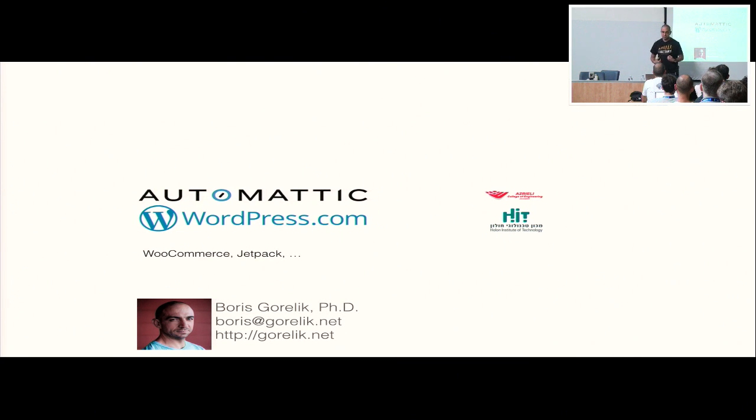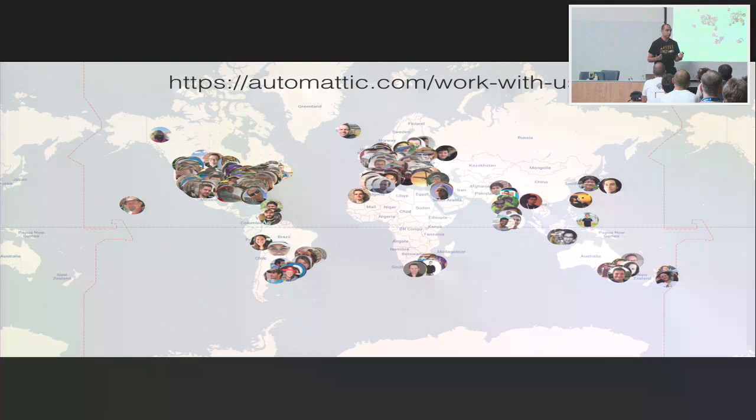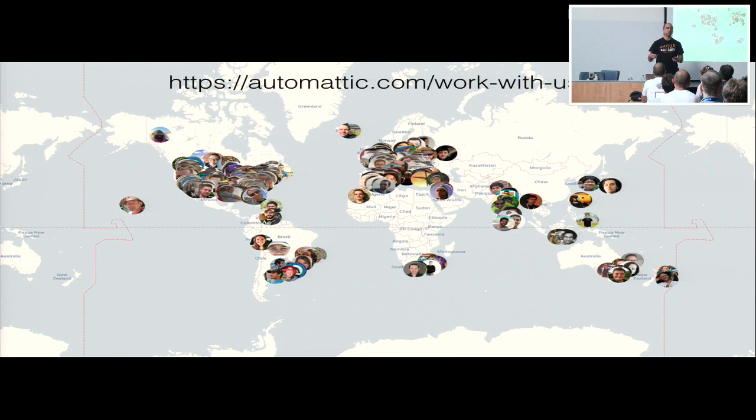My name is Boris. I'm a data scientist at Automattic. Automattic is the company that produces WordPress.com, WooCommerce, Jetpack, and other cool projects. I also teach data visualization in 2 colleges in Israel. And for me, data visualization is not only a tool, it's also a hobby and a passion.